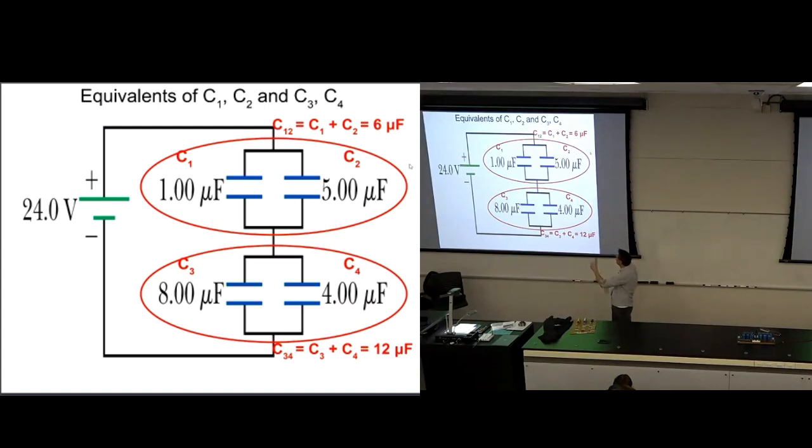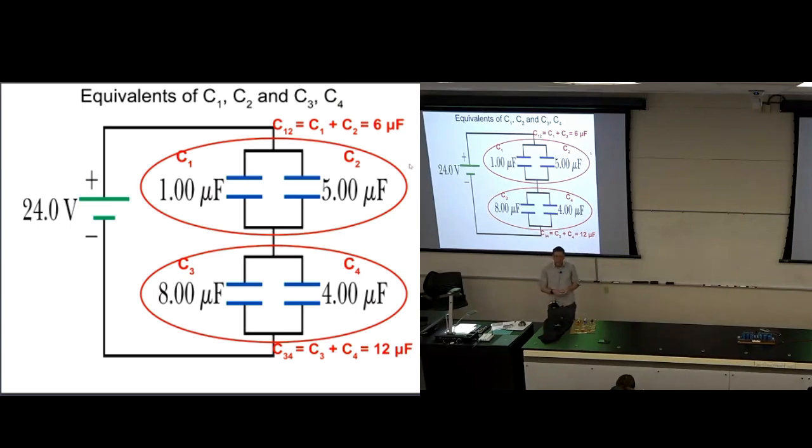I've got this complicated arrangement of wires. But if I stare at that arrangement for a while, I start to recognize something. These two capacitors upstairs here, labeled C1 and C2, are just in parallel with one another. These capacitors downstairs here, C3 and C4, are also just in parallel with one another. I can use my simple rules for capacitors in parallel and replace C1 and C2 by a single equivalent capacitance, and I can replace C3 and C4 by a single equivalent capacitance.